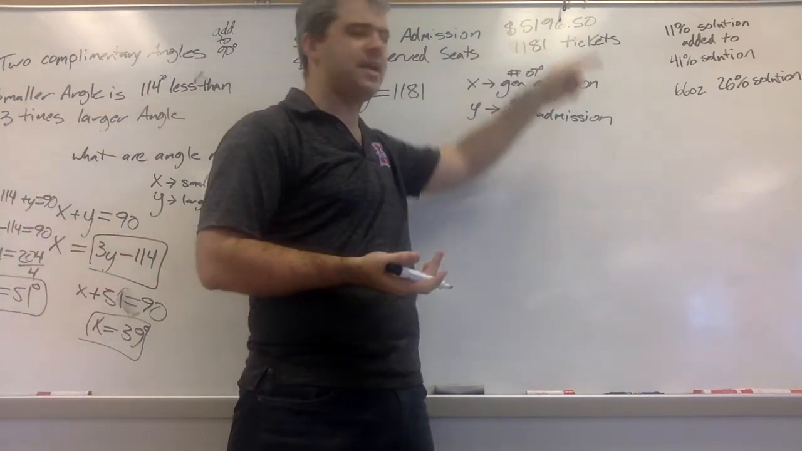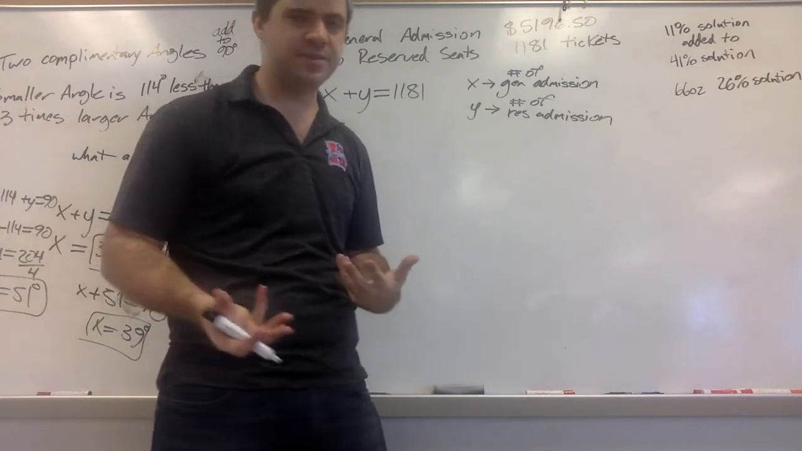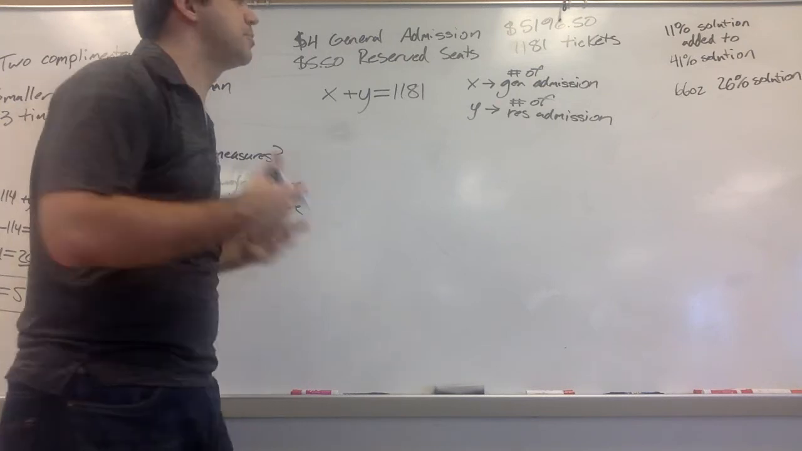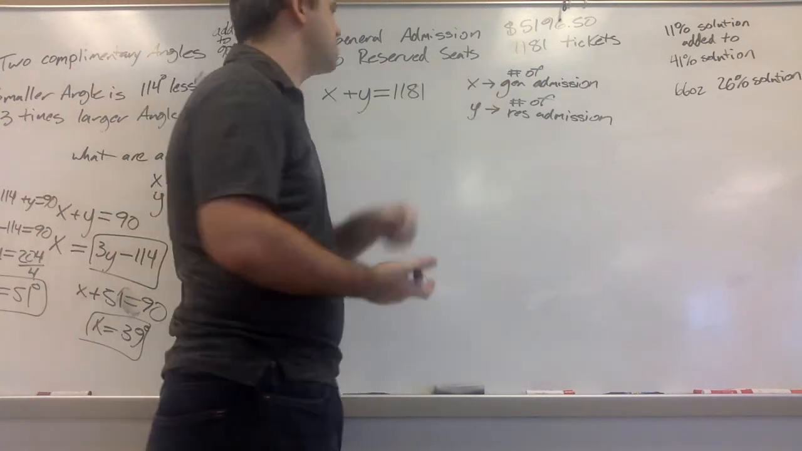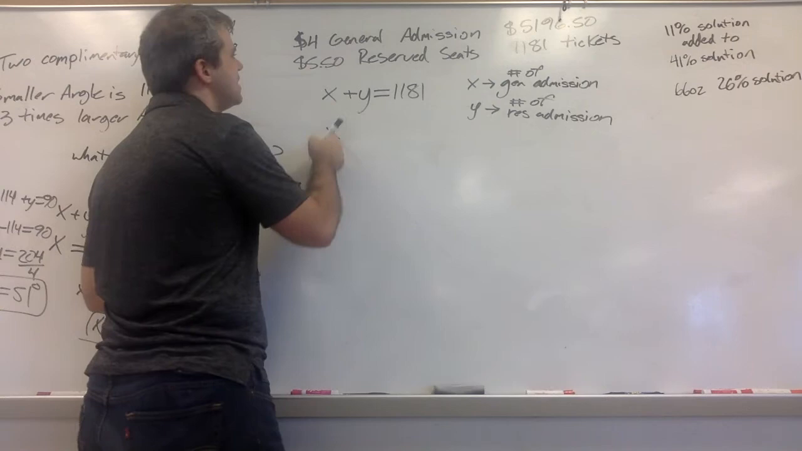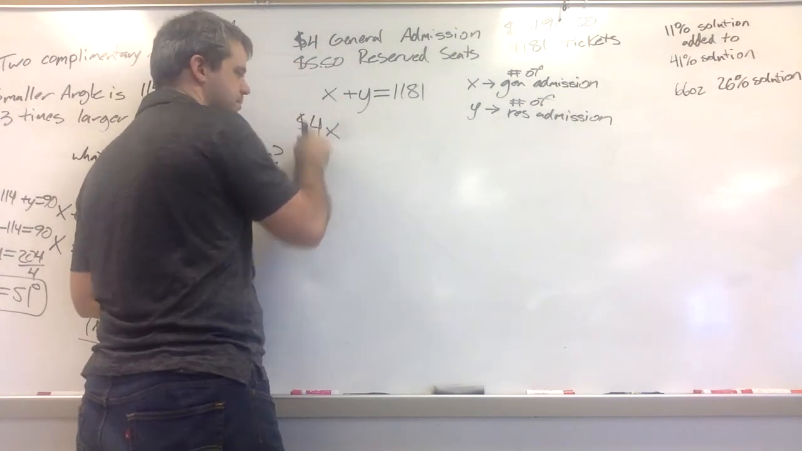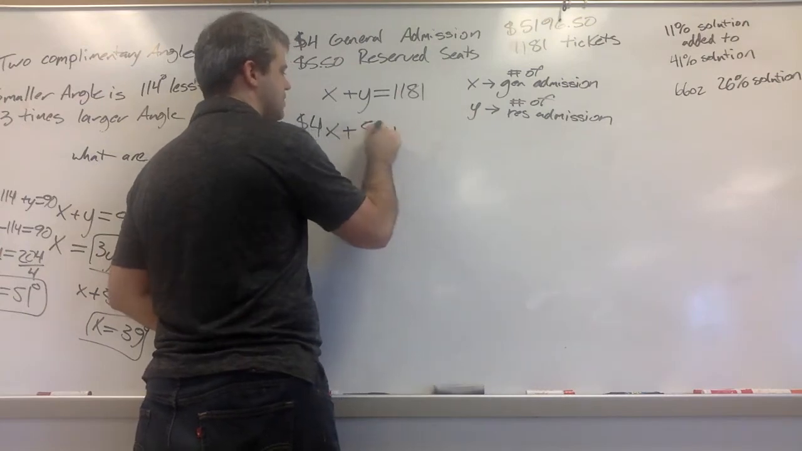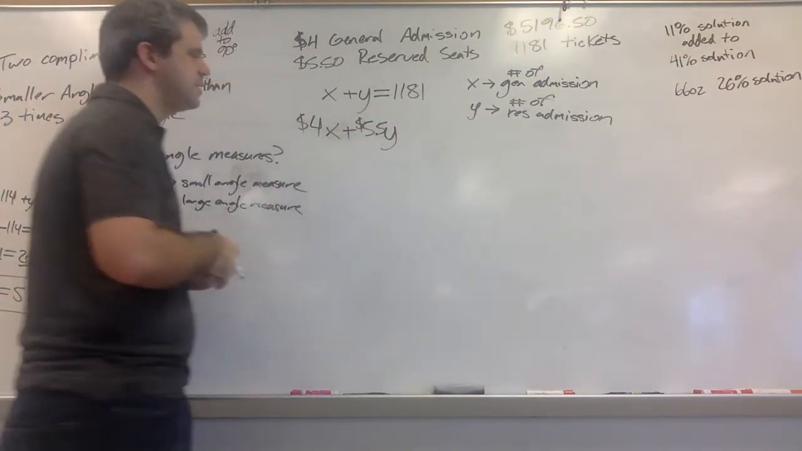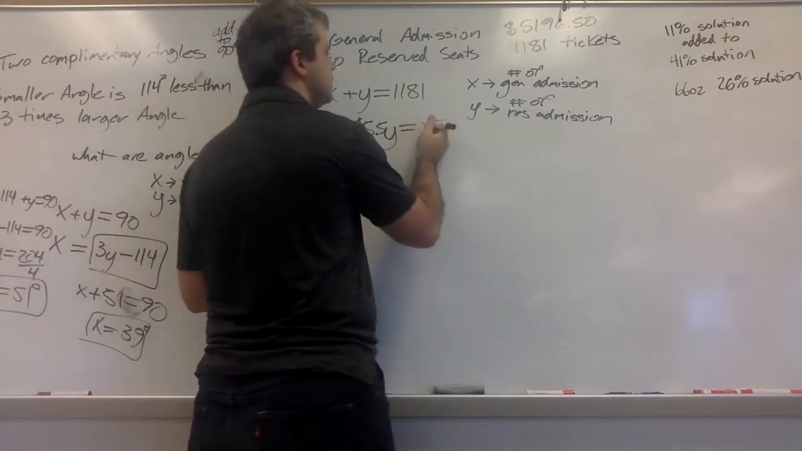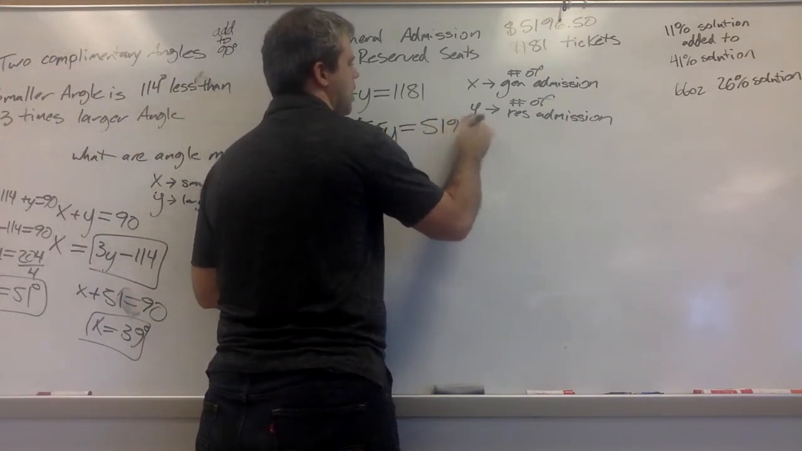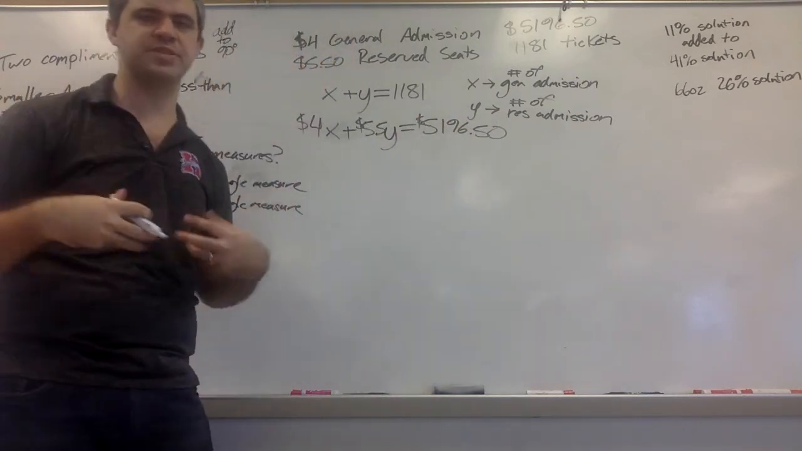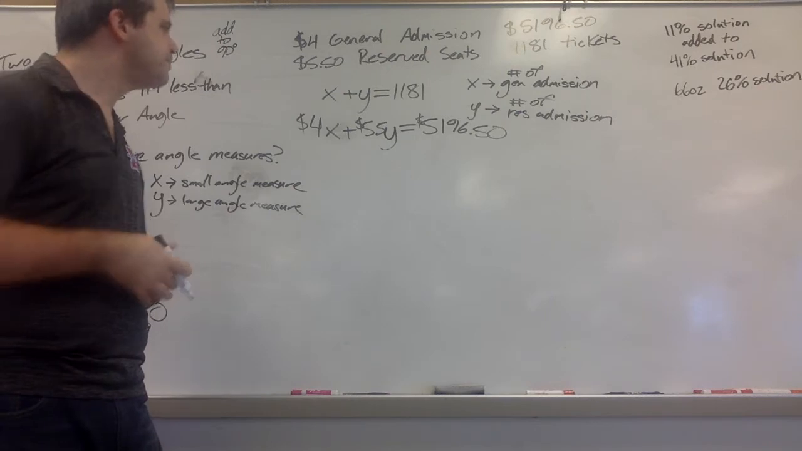But if I'm looking at money, now I have to weight these by their price. So if I want to know how much money I made off of general admission tickets, I need to take my x and multiply it by this $4. Same thing with the reserve seats. I need to take my reserve seats, multiply them by $5.50. Add those up, and we get our total price, or our total receipts for the day.